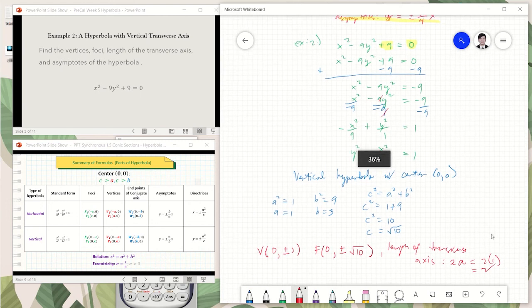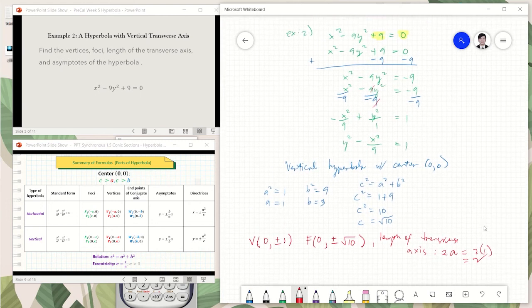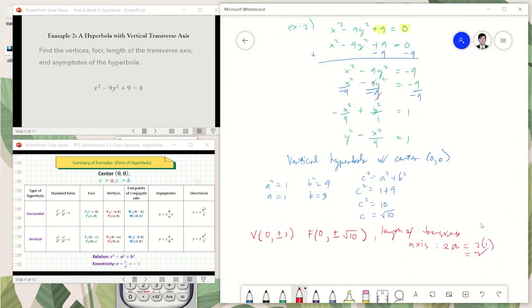And then next, the asymptotes. The equation of our asymptotes is just y is equal to positive or negative a over b. A is 1, b is 3, then x. And that's our answer.